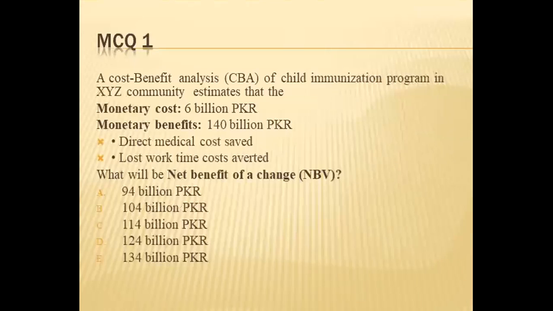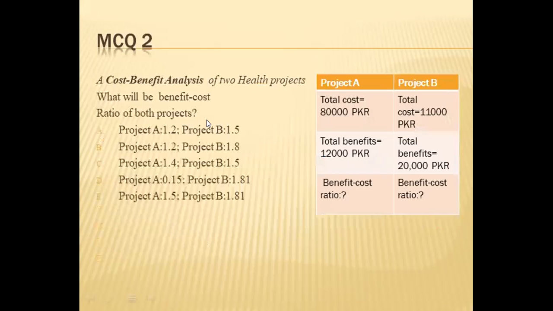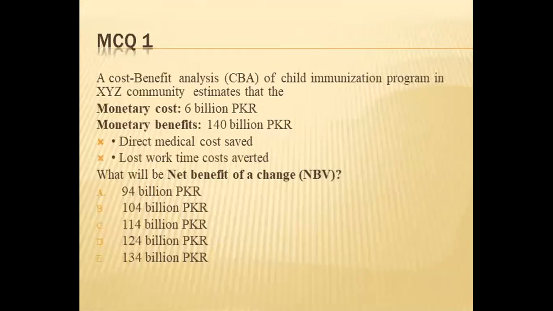MCQs. A cost-effectiveness analysis of a child immunization program in XYZ community estimates that the monetary cost is 6 billion and monetary benefits are 140 billion in the form of direct cost and lost work time cost. What will be the net benefit of the change? Net benefit of change is benefit minus cost, 140 minus 6, and the answer will be 134 billion, which is E.